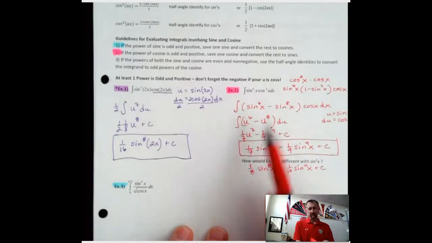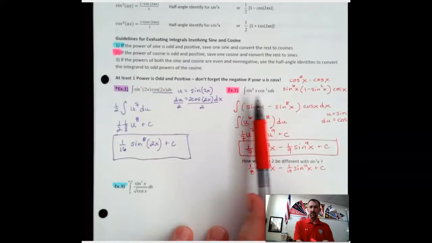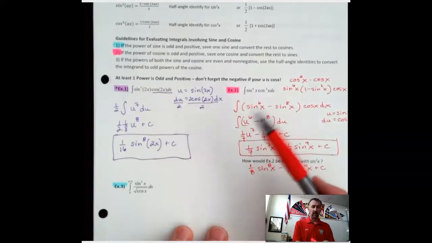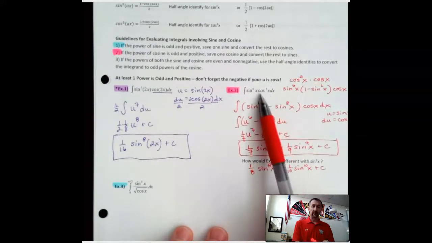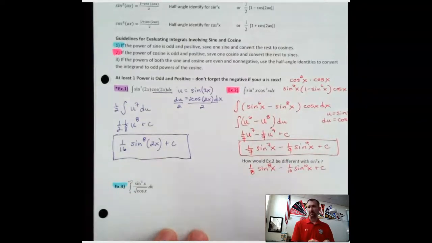So with them both odd, then you have to kind of make a choice. You're probably going to modify the smaller exponent. Okay.